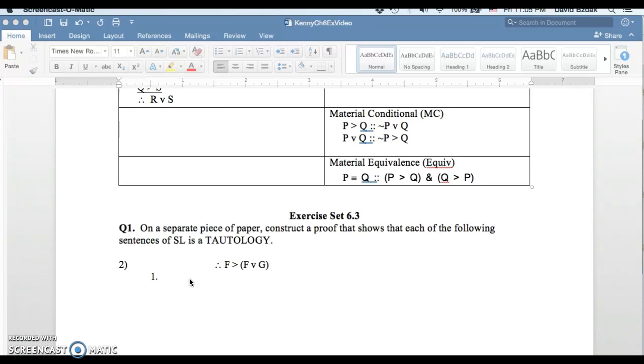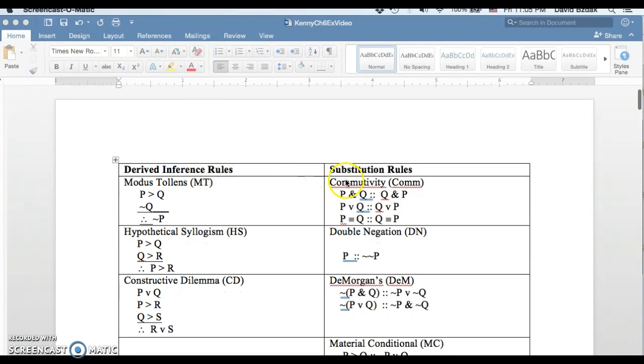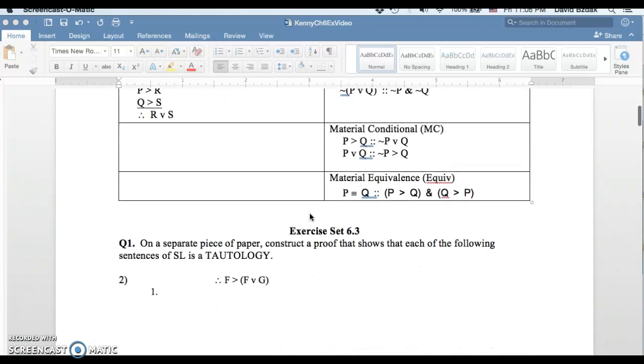That's what we've been doing so far, looking at arguments, deriving the conclusion from the premises by using these rules, and thereby showing they're valid arguments. But if you think back to truth tables, we did a lot of things with truth tables. We tested whether sentences were consistent, whether they're equivalent, whether they're tautologies, contradictions, contingent, things like that. And you can use these rules we've been learning, the derived inference rules and substitution rules, and all the introduction and elimination rules from chapter 5, to do similar things.